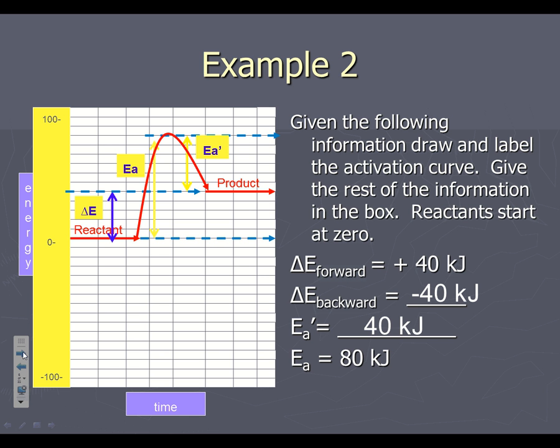The product's always going to be where the delta E reaches. You're going to go from the reactants to wherever the products are for delta E. Will you always be able to draw an activation curve if you're given one of those pieces of information? You need two. You need delta E, either forward or reverse, and you need E of A or E of A prime. So this is one of the curves that you're going to need to draw in your worksheet tonight.